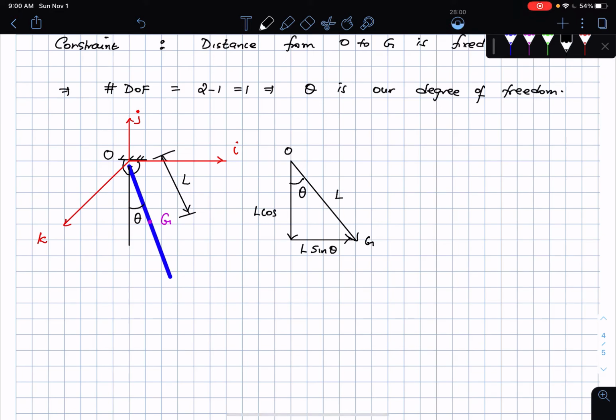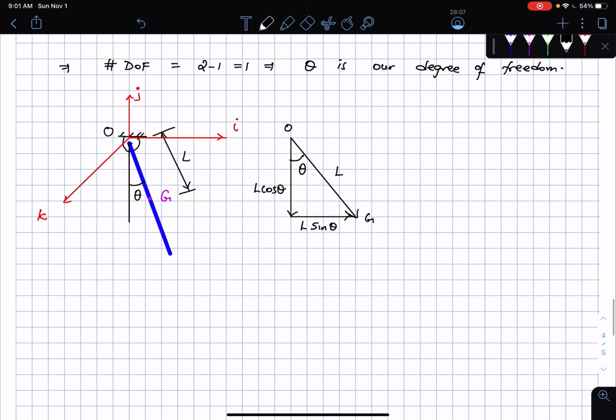And this is L cos theta. I'm not sure if you're seeing the gusts of wind or hearing the gusts of wind outside my window here. Pretty stark reminder that nature is so powerful.